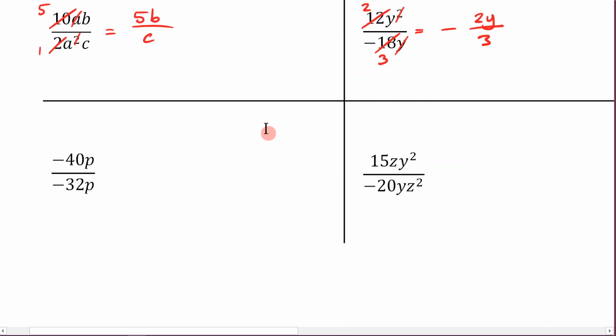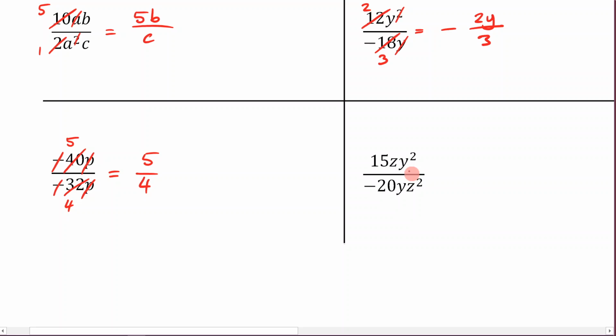All right, last ones. I think I'm going to cut some of these out for the real lesson. If you've made it this far through the video, you've done well. All right, so here, this p will cancel out with this p. This negative will cancel out with this negative. And 40 and 32 are both divisible by 8. 40 divided by 8 is going to be 5, and 32 divided by 8 is going to be 4. So my answer is going to be 5 on 4.